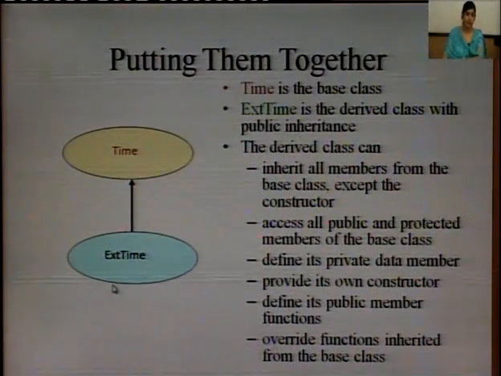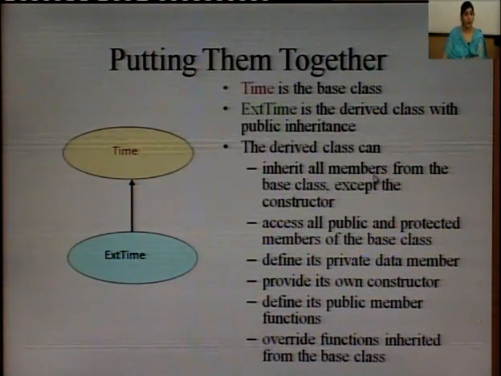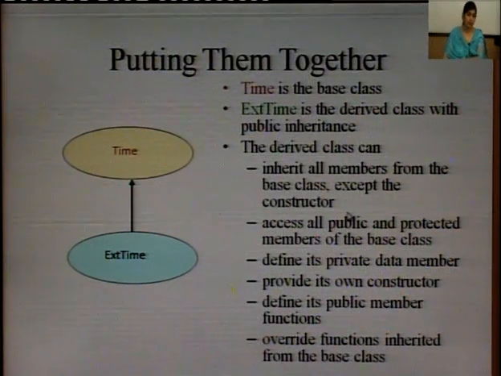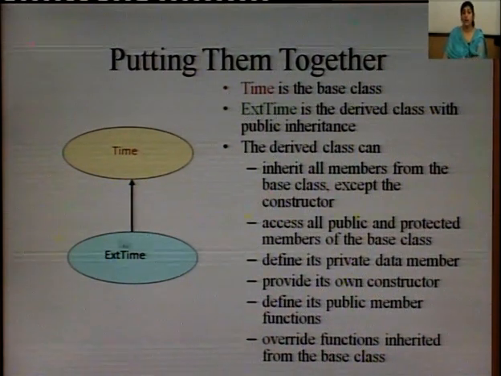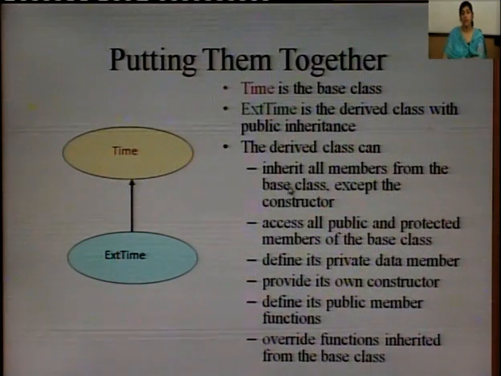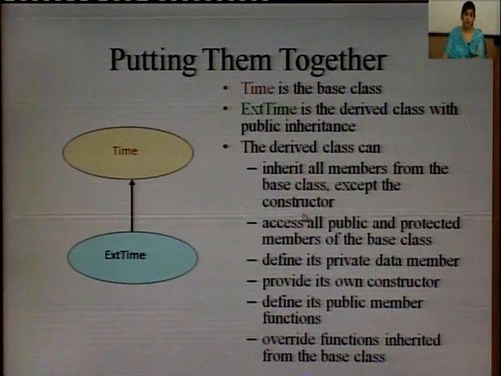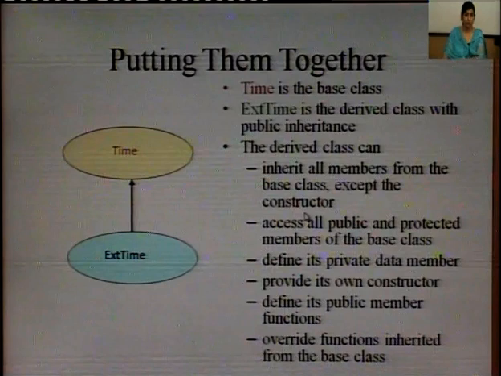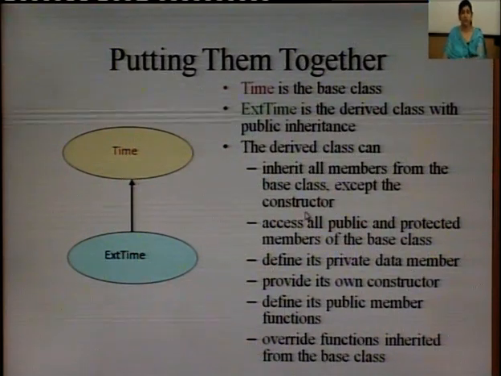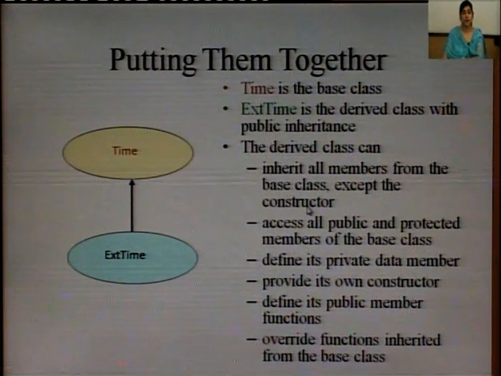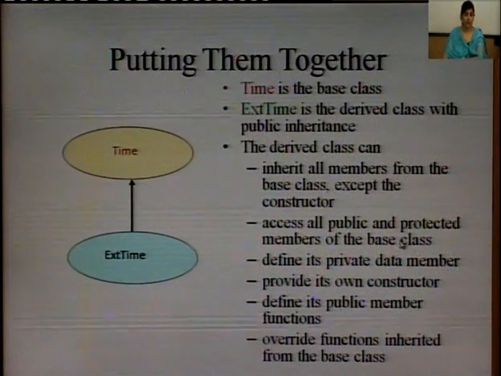If we declare it as public, then what can it use? The derived class can inherit all members from the base class except the constructors. Note down this concept: if the derived class has the public property, then it can inherit all members from the base class except the constructors. Constructors are what? We have already done that. For initialization we use a member function with the same name as the class name. Then access all public and protected members of the base class.